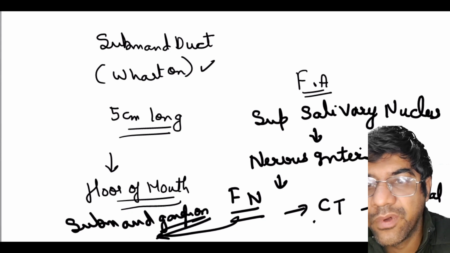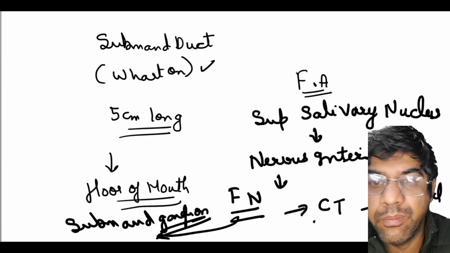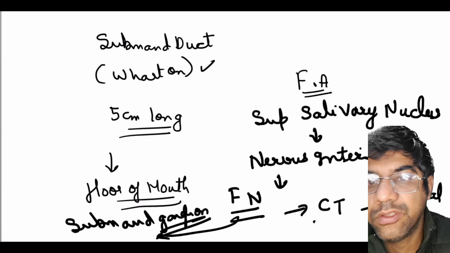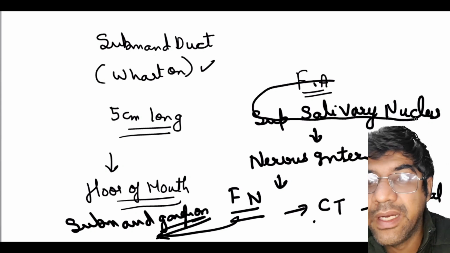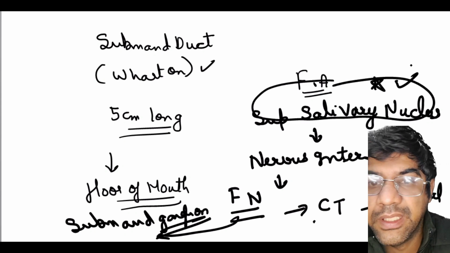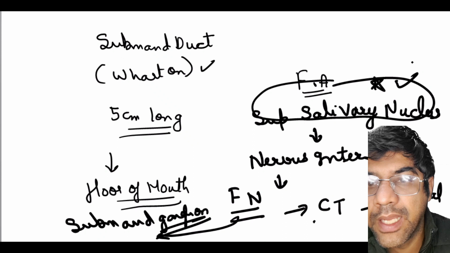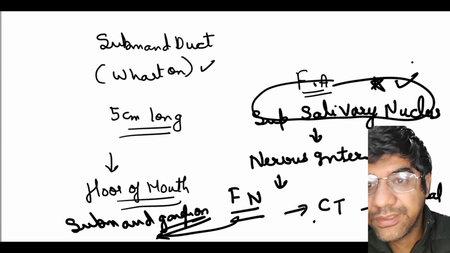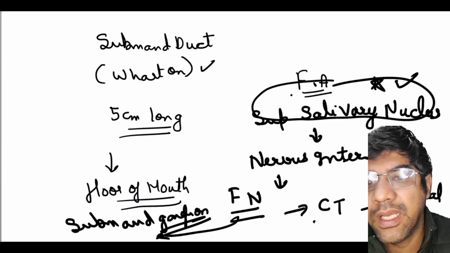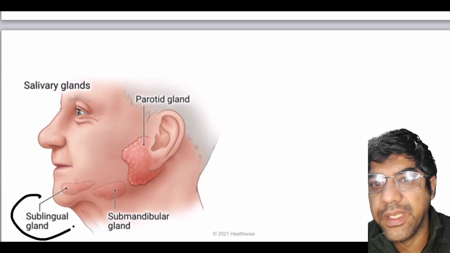So the location for relay for nerve fibers, then the postganglionic fibers pass from the ganglion to reach the submandibular and sublingual glands. So in simpler words, the secretomotor pathway starts in the superior salivatory nucleus, and then the nerve signals travel through the facial nerve, chorda tympani, and lingual nerve. The submandibular ganglion acts as a relay station, and from there the postganglionic fibers reach the submandibular and sublingual glands, regulating their secretions.